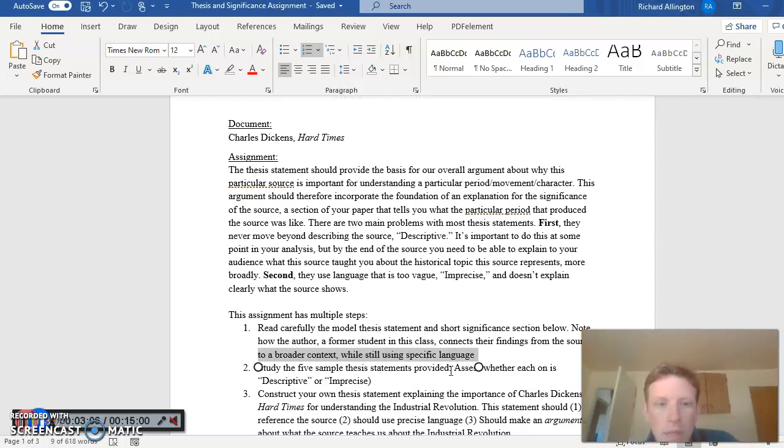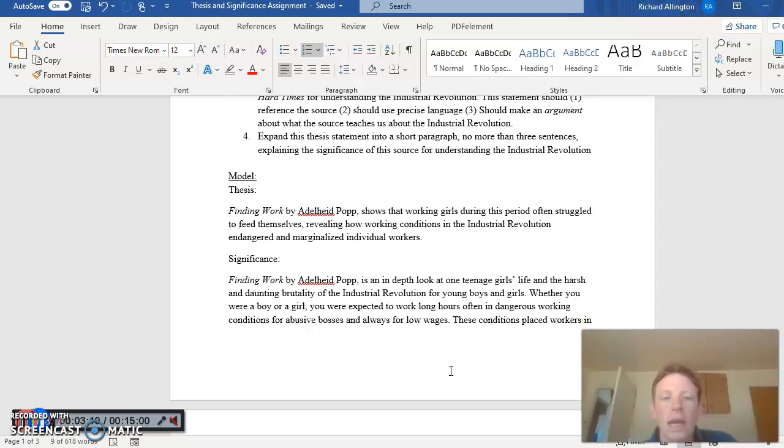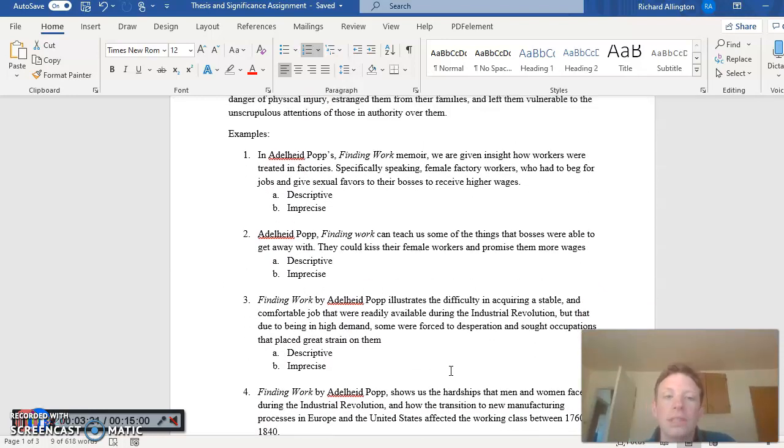Just to give you an overview of the assignment here, I have a model thesis and significance statements, both of which were written by a student who took this class. And then I have examples here, but these are examples of what to avoid. And so as you go through these examples, having looked at the model, I want you to identify which one is too descriptive and which one is too imprecise.